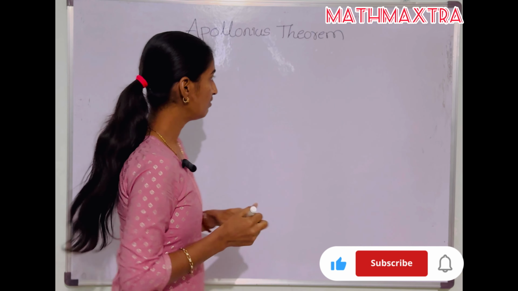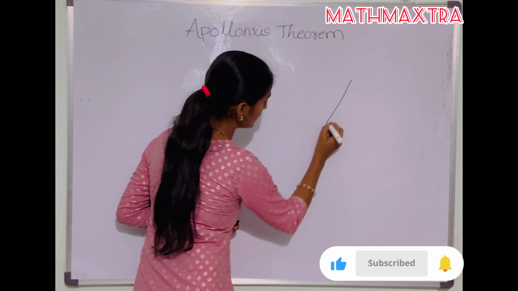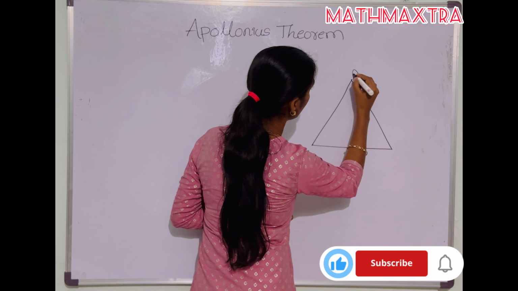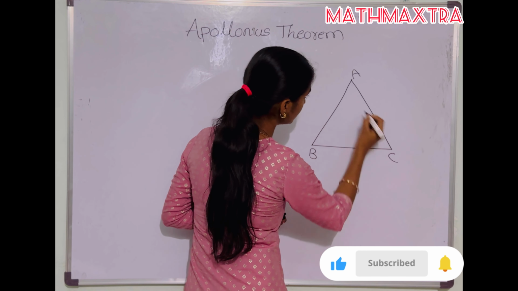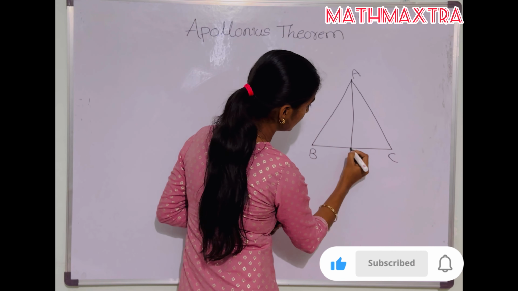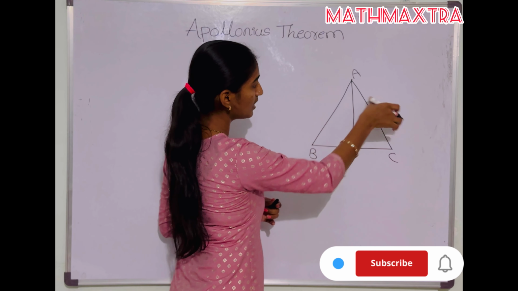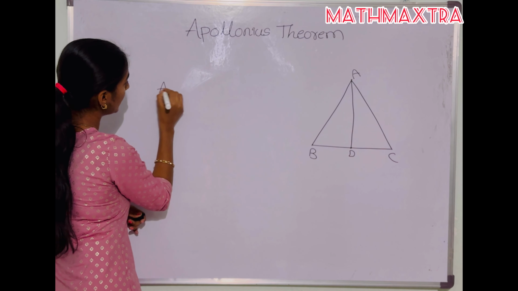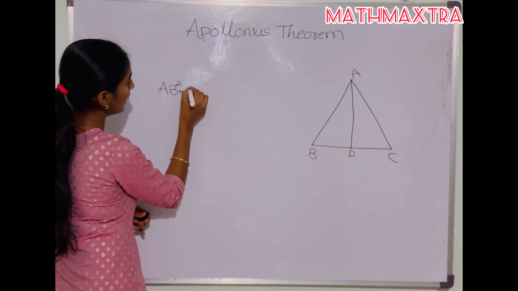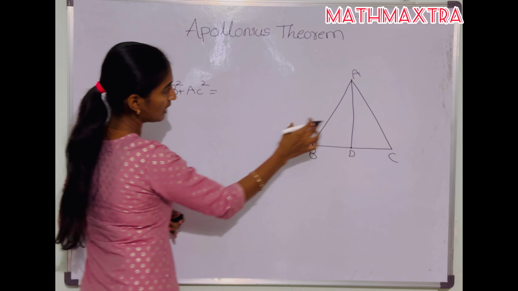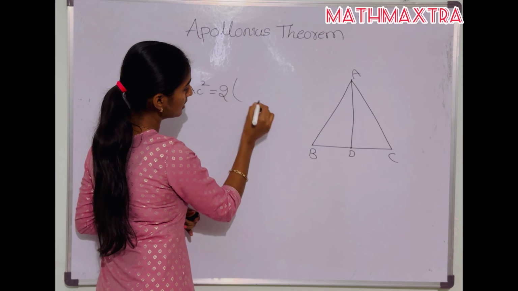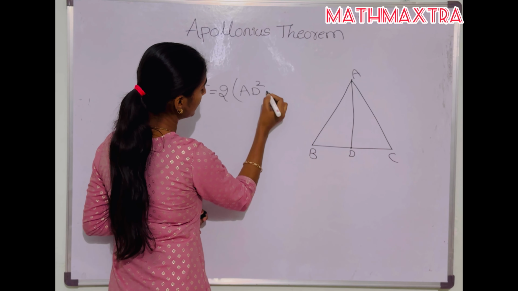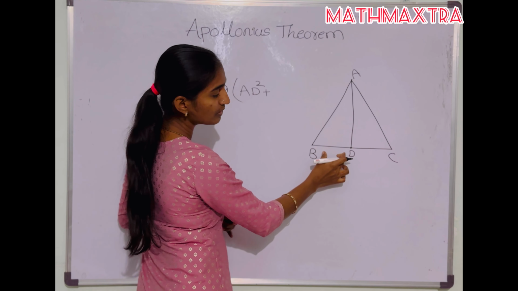Okay, so we'll see. This is a triangle ABC, and this is a median AD, right? The sum of the squares of the two sides, I am taking these two sides: AB square plus AC square, which is always equal to twice the sum of the squares of the median and half of the third side.